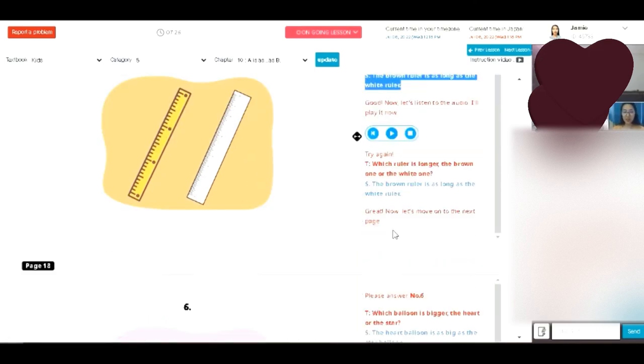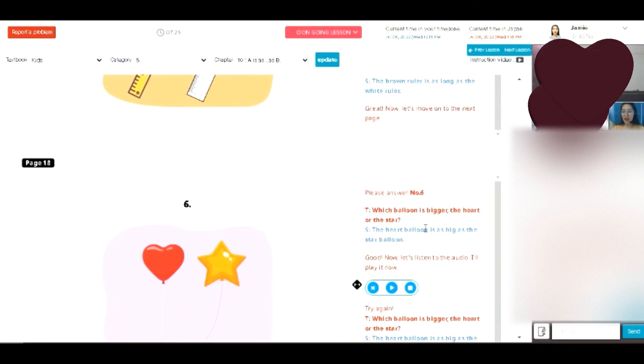Okay, let's move on to number 6. Which balloon is bigger, the heart or the star?